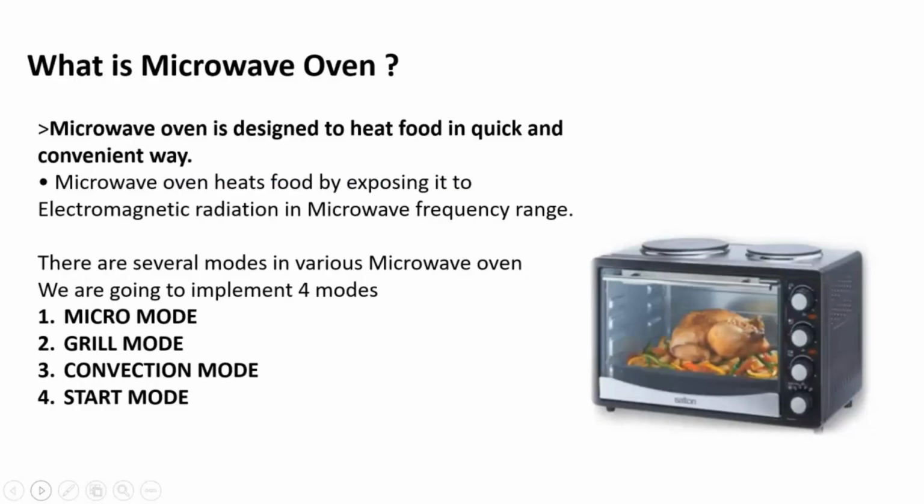Next, what is the microwave oven? Microwave oven is designed to heat food in a quick and convenient way. Microwave oven heats food by exposing it to electromagnetic radiation in the microwave frequency range. There are several modes in various microwave ovens. We are going to implement 4 modes. First, micro mode, second, grill mode, third, convention mode, and fourth is start mode.